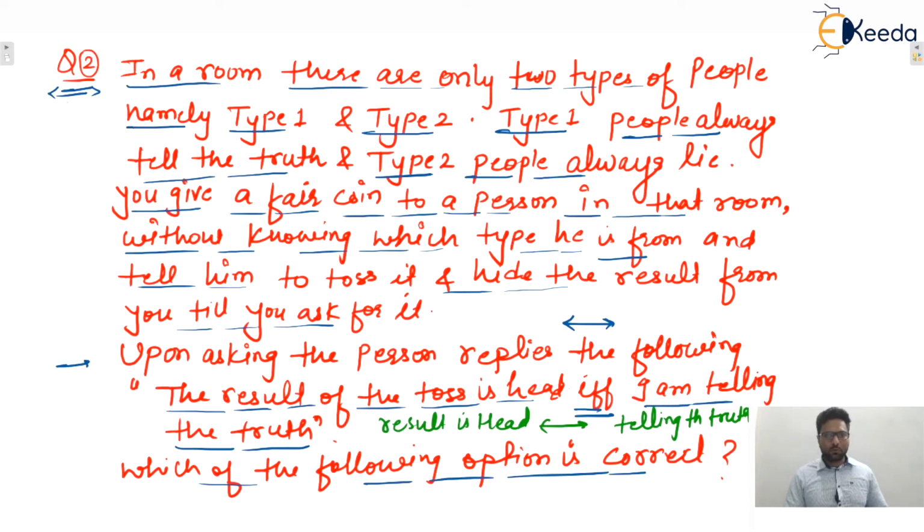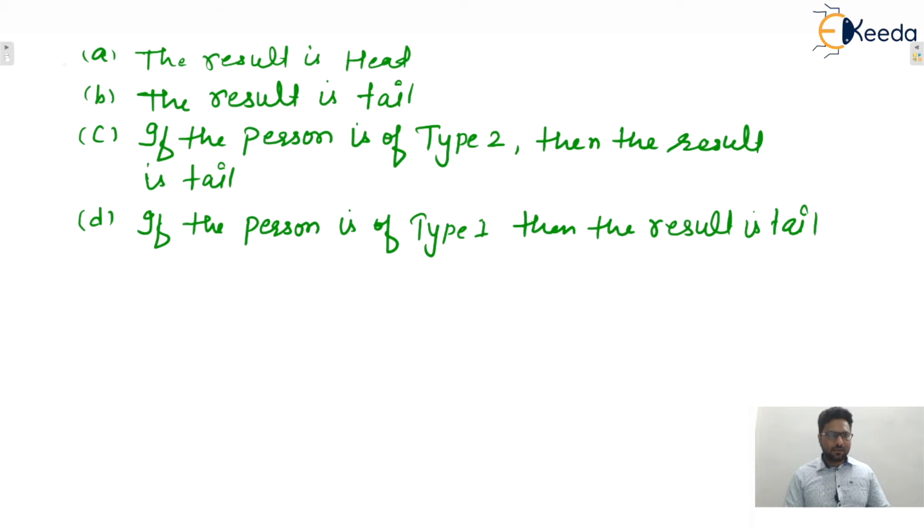Now, what are the options? You can see these are the options. The result is head, the result is tail. Option C is if the person is of type 2, then the result is tail. If the person is of type 1, then the result is tail. These are the four options, isn't it? So we'll see them one by one.